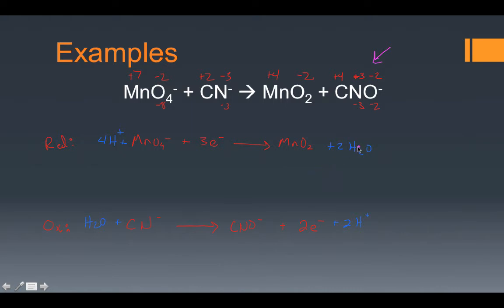I added in 2 waters on this side to get the oxygen necessary, meaning we have an excess 4 H+ over here, and likewise I added in 1 water over here to balance out this oxygen, and that required me to put in two H pluses.